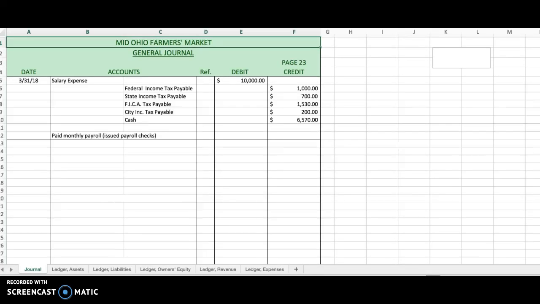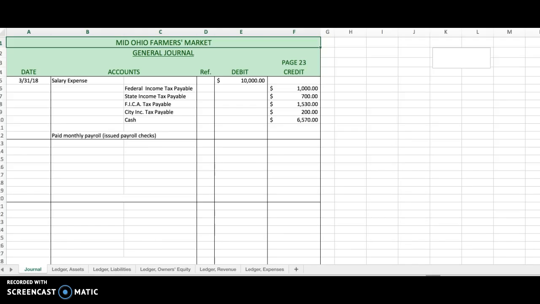On your screen is the journal entry we talked about yesterday. This is a little more detailed entry for salaries, the payroll entry that this particular company, Mid-Ohio Farmers Market, makes every month. So this entry was dated March 31. Salary expense debited by $10,000. That would be the gross pay that the employees earned.